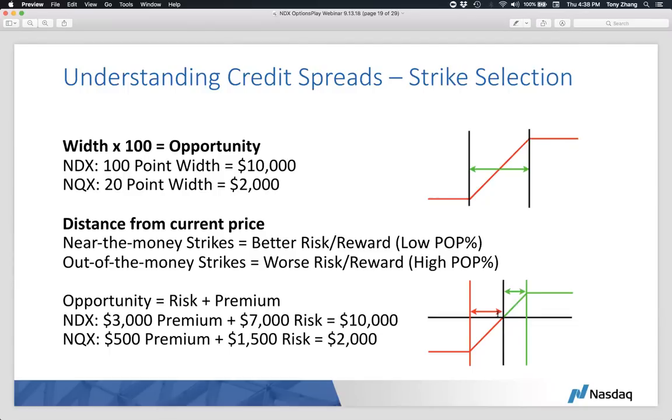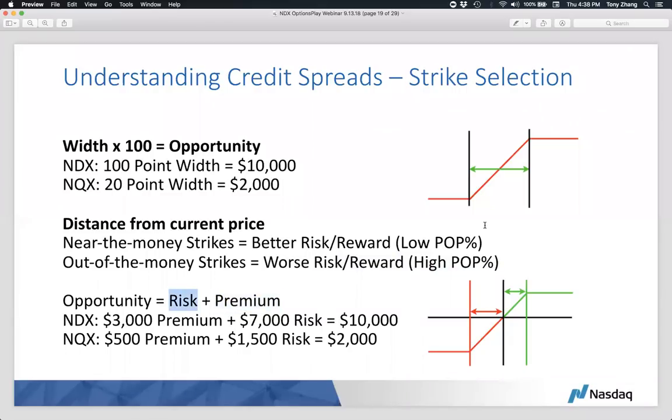Now, again, when we're talking about selling near the money strikes, you're going to get better risk reward with lower probability of profit. When you're selling farther out of the money strikes, you're going to get worse risk reward with a high probability of profit. Now, the thing to really understand for credit spreads is that once you define your opportunity, your risk simply is the opportunity minus the premium that you receive. And the part that you have control over is the premium that you receive by selecting the distance away from the current price. When you select strikes that are close to the current price, you have high premiums, which means lower risk.